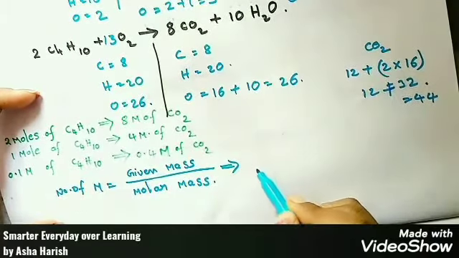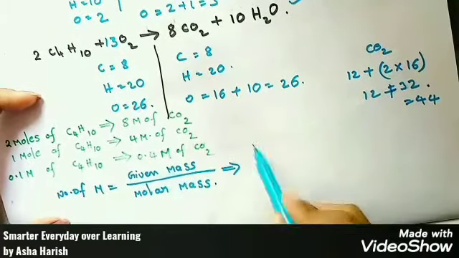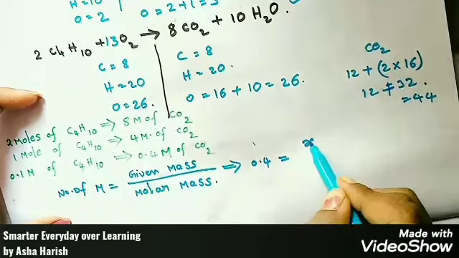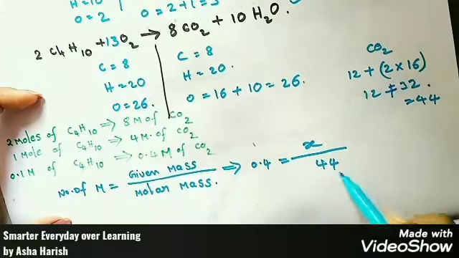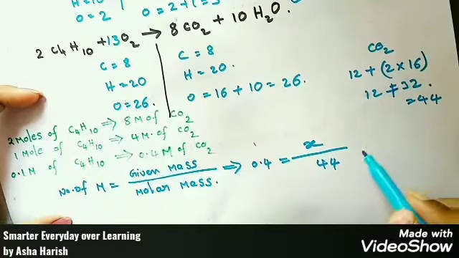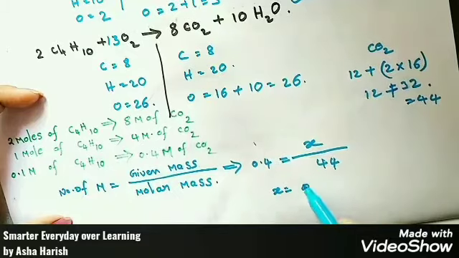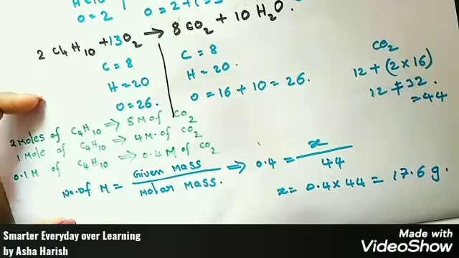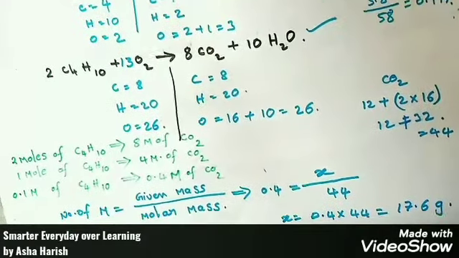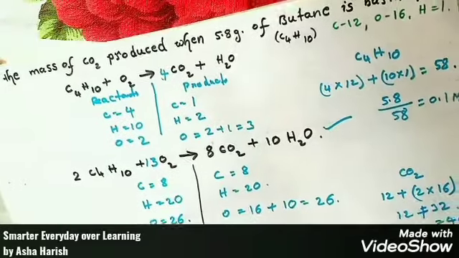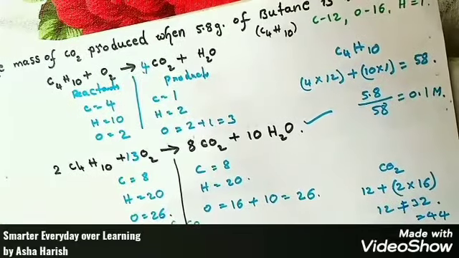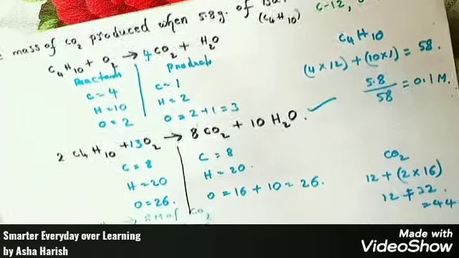So students, the number of moles, that 0.4, is equal to the given mass, which we have to find out, divided by the molar mass, which is here 44. So students, if you want to calculate this x, 0.4 into 44, then the answer will be 17.6 grams. So students, this is the answer for the question: how much CO2 can be produced when 5.8 grams of butane is burnt?